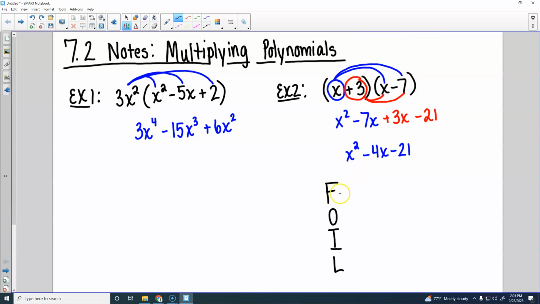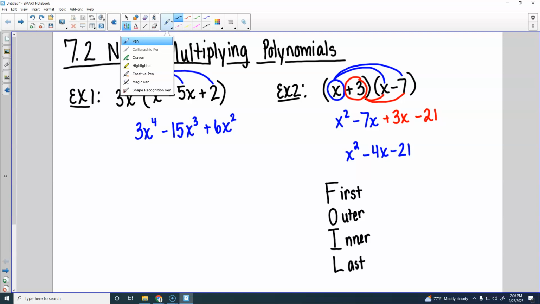And so FOIL stands for first, outer, inner, last. I know that whenever I learned how to do this, my teacher taught us how to FOIL and would use it like a verb. They would say you just FOIL those out right there instead of saying to distribute, which is really what you're doing. They would call it FOILing.